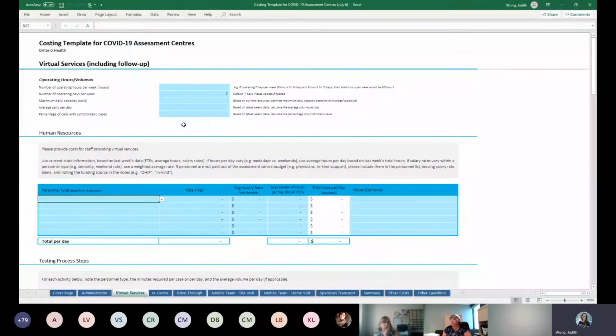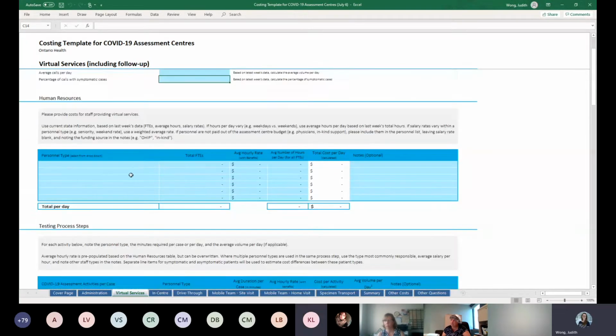At the top of each of these tabs that I'm going through one at a time, it starts with some information on your operating hours and operating days and some information on your general volumes. In all cases, use your last week in order to fill this out and average over your number of days of operation in order to get, in this case, your average calls per day, your max capacity, which may be the same or different from your average, and your percentage of symptomatic cases.